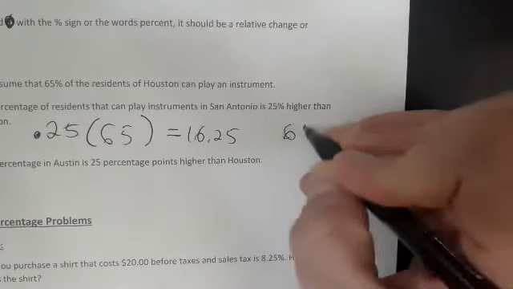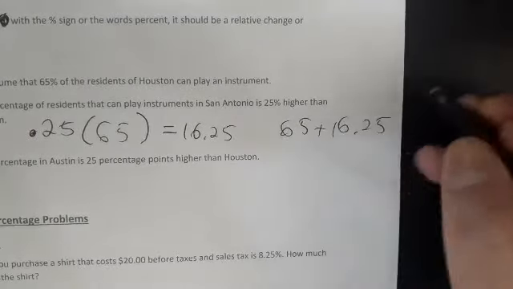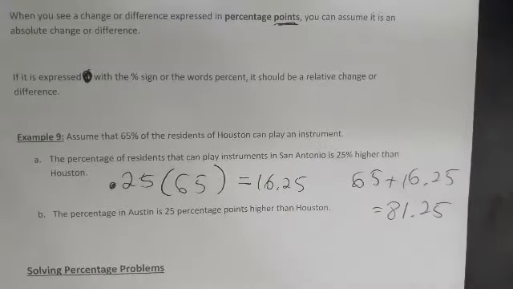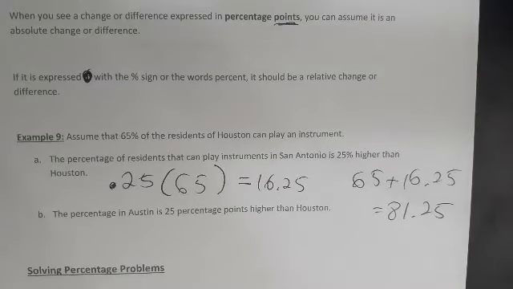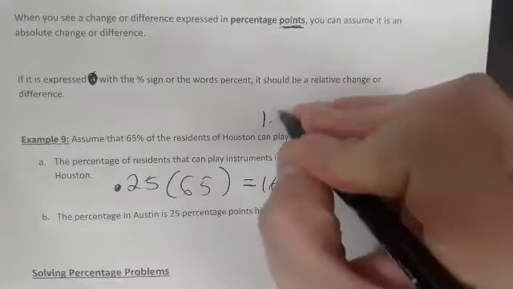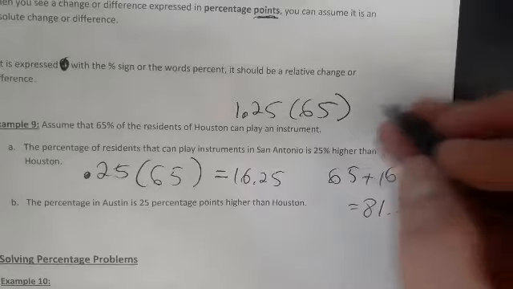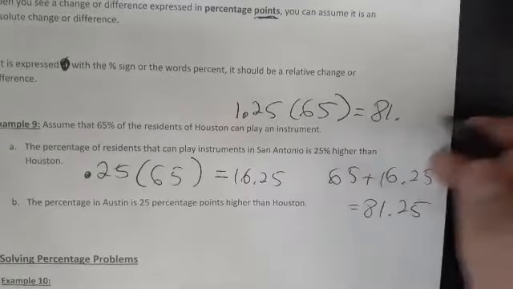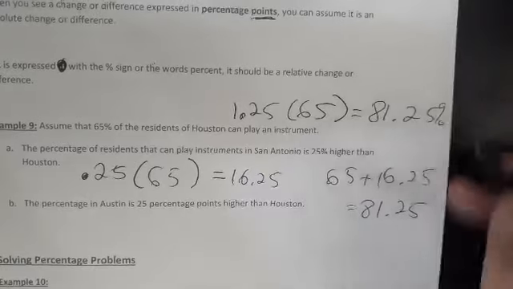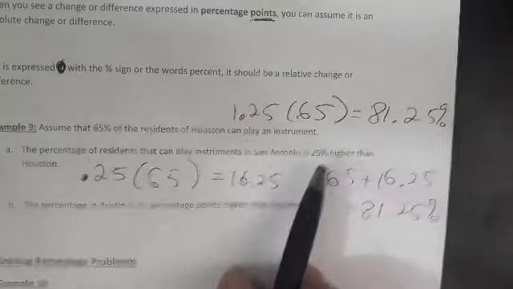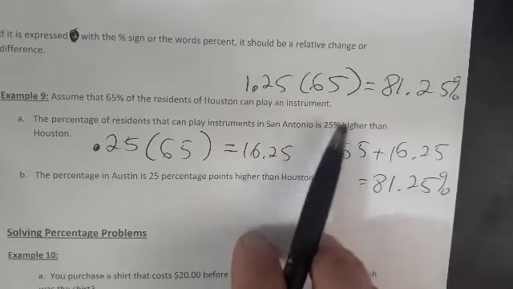We have 65 plus 16.25. This should give me 81.25. So this is one way to do it. And the other way is, if this is 25% higher, then this is 125% of 65. If you do it this way, it might be a little bit quicker. But either way, we should be getting something with a percent sign.